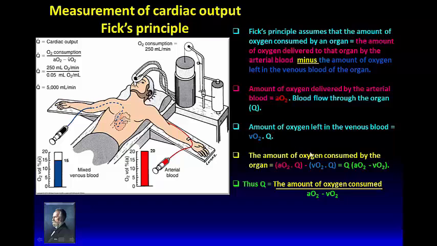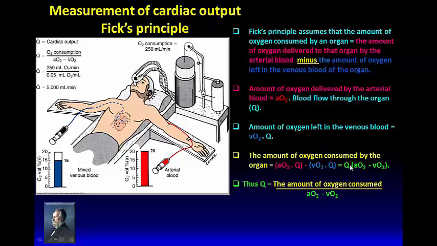Thus, the amount of oxygen consumed by the organ is equivalent to the amount of oxygen delivered by the arterial blood minus the amount of oxygen remaining in the venous blood. Q is common, so we can rewrite the equation in this form. So the amount of oxygen consumed by the organ is equivalent to Q multiplied by the oxygen content of the arterial blood minus the oxygen content of the venous blood.